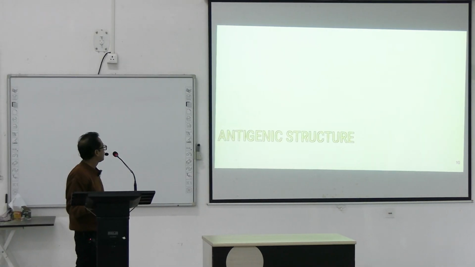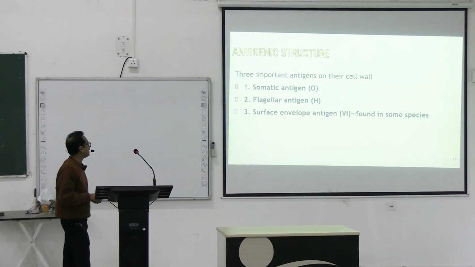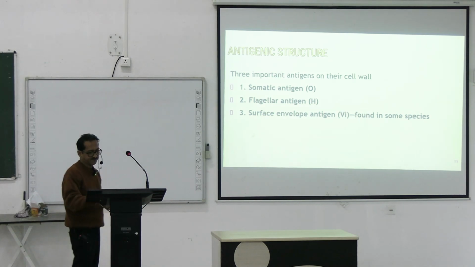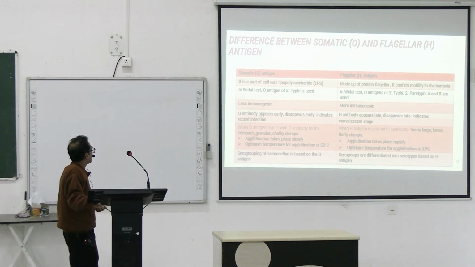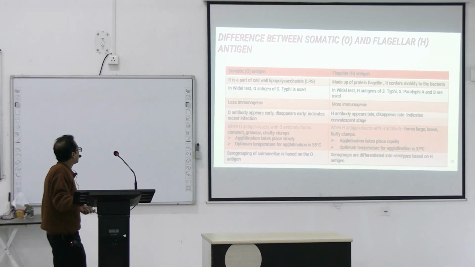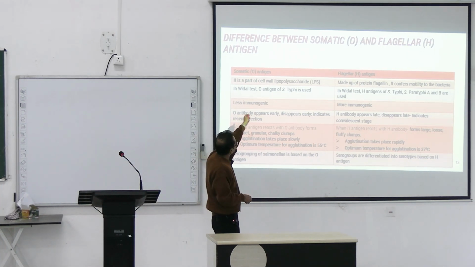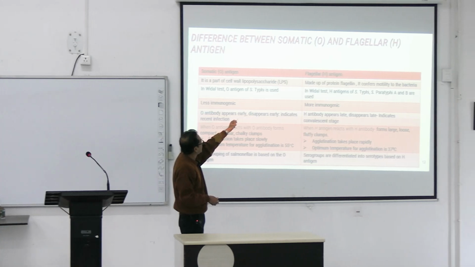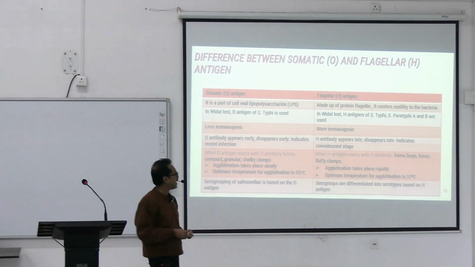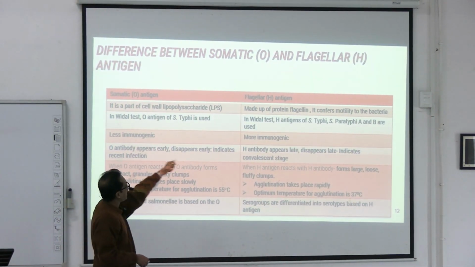Antigenic structure: 3 common antigens. One is somatic antigen or O antigen, flagellar antigen or H antigen, and surface envelope antigen or VI antigen. Now, this is the difference between somatic antigen and flagellar antigen. What is the part to be remembered? In the Vidal test, O antigen of Salmonella typhi is used, and H antigen of Salmonella typhi, paratyphi A and paratyphi B is used. O is less immunogenic and H is more immunogenic.